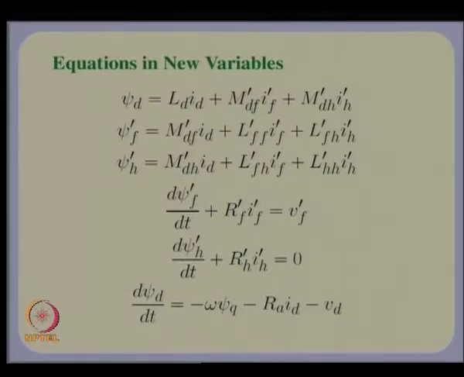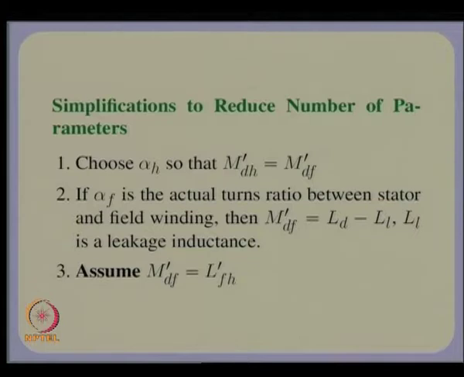The differential equation or the state space model in fact looks just as complicated as before. Now, to reduce the number of parameters, what we will do is choose this alpha h. So, this is a very important step. We choose alpha h so that MDH dash is equal to MDF dash.